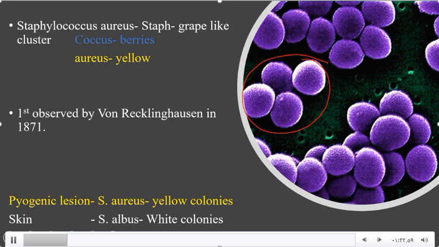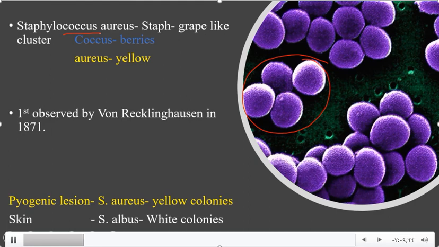If you see the word coccus, the majority of cocci bacteria are gram positive, except some cocci bacteria like Neisseria and Branhamella, which are gram negative. But bacteria like Staphylococcus, Streptococcus, Micrococcus and Enterococcus have coccus at the end, and these bacteria are gram positive. So you can remember it in that way.